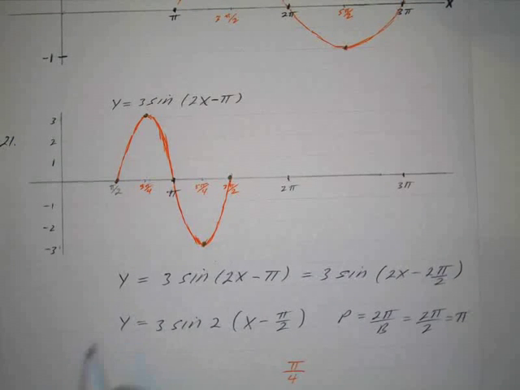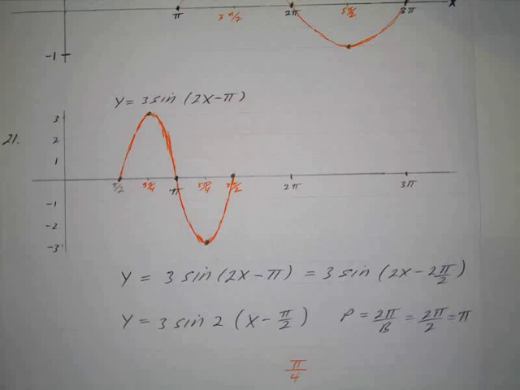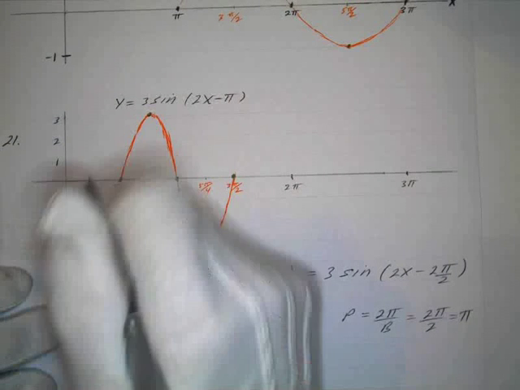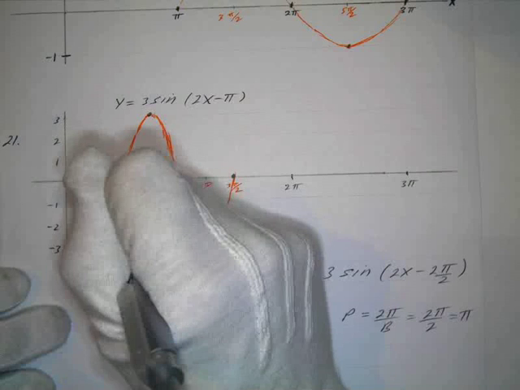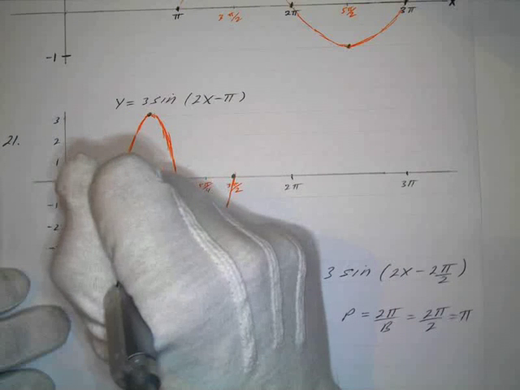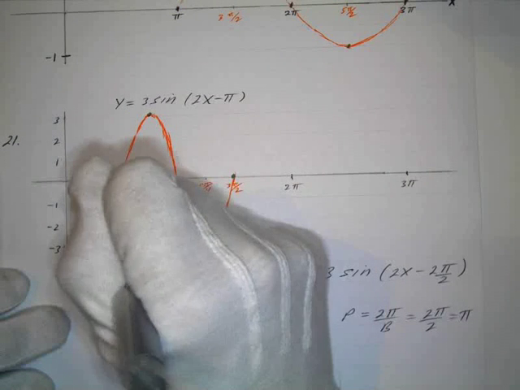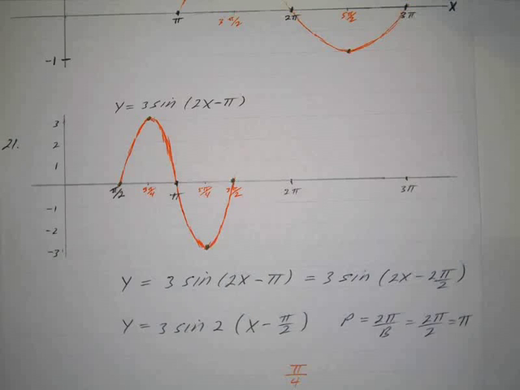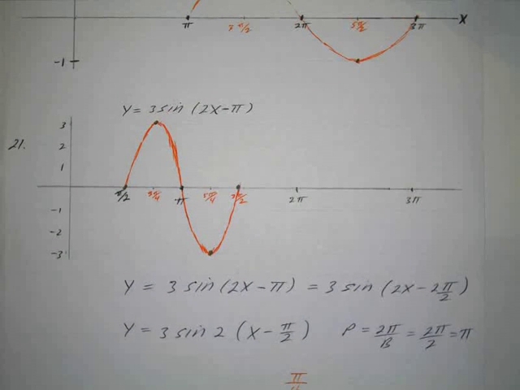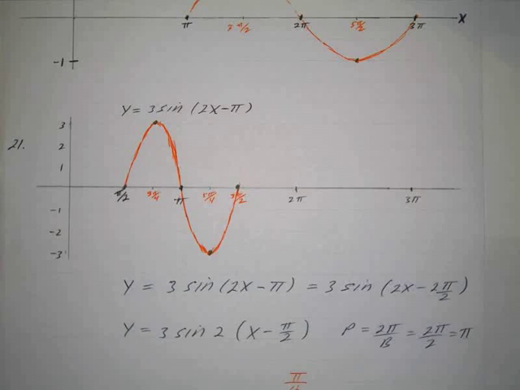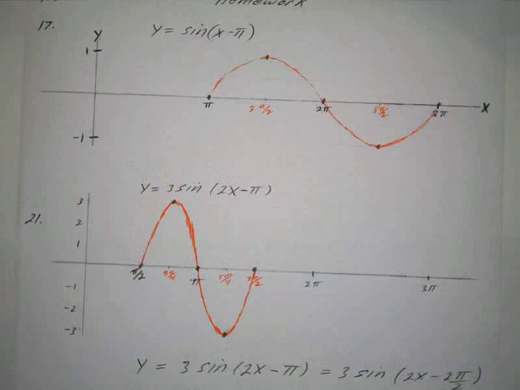Here the shift is just pi over 2. So that's my shift, pi over 2. So I started at pi over 2. Okay? So if that's clear, take a look at these, make sure you can figure them out. They're not too difficult, you just have to do them step by step to figure them out. Okay? So there's 17 and 21.